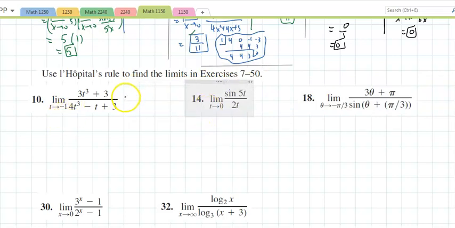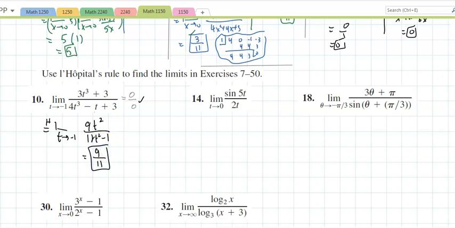Here, if I throw a 1 in, I'll notice that a negative 1, I'll get a negative 3 plus 2, which is 0. For a negative 4 plus 1 plus 3 is a 0. So make sure you get 0 over 0, otherwise L'Hopital doesn't apply. And now, instead of factoring or doing anything like that, we say, well, look, that is 9. I'm so stuck on x, forgive me. 9t squared over 12t squared minus 1. If you throw a negative 1 in, you get a 9 over 11. And that's basically it. Clean and quick.